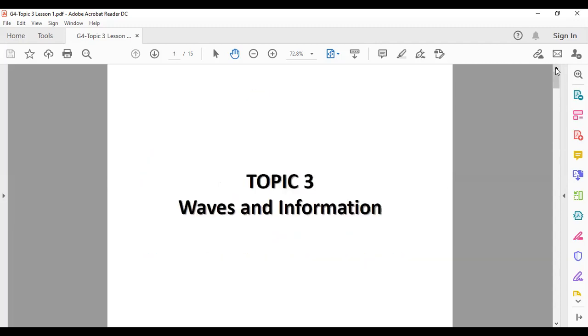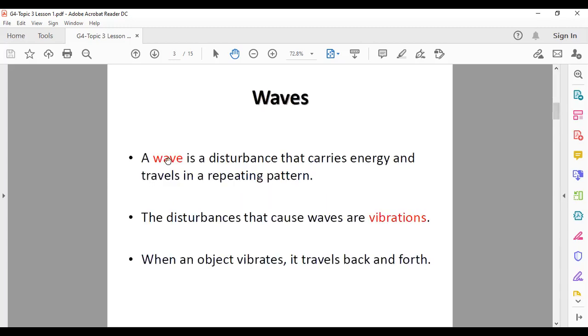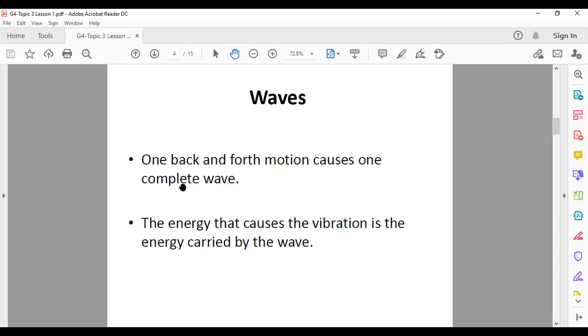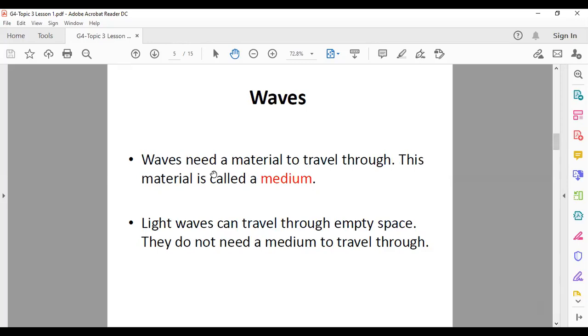Again, let's go back a little bit. A wave is a disturbance that carries energy and travels in a repeating pattern. The disturbances that cause waves are called vibrations. What is a vibration? When an object vibrates, it travels back and forth. One back and forth motion completes one wave. The energy that causes the vibration is the energy carried by the wave. That means the vibrations need energy, and this energy is carried by the wave. Waves need a material to travel through. This material is called a medium.